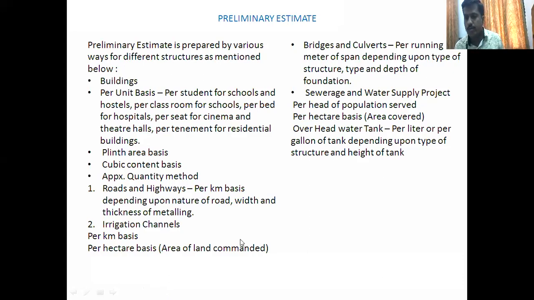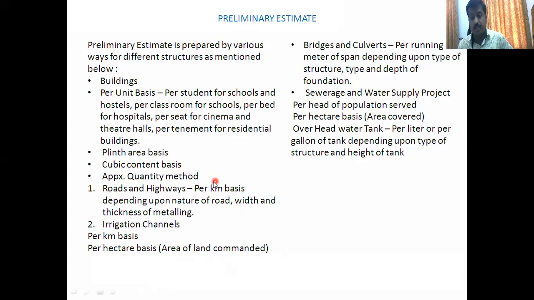Okay, now I hope everyone remembers the word metals. Then irrigation channels. Irrigation channels again per kilometer basis or per hectare basis. It depends on the area of land which is going to be under the crop. Then bridges and culverts per running meter of the span depending upon the type of the structure, type and depth of the foundation. So for the roads we are going with the per kilometer basis.